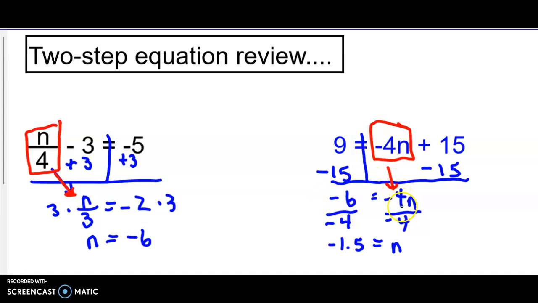I'm going to take the negative 4 from the coefficient on both sides and divide it. A negative divided by a negative is a positive. So I should get an answer of 1.5 is equal to n. I'm going to take that 1.5 and plug it back in, and I should get an answer of 9 once I finish doing the math.